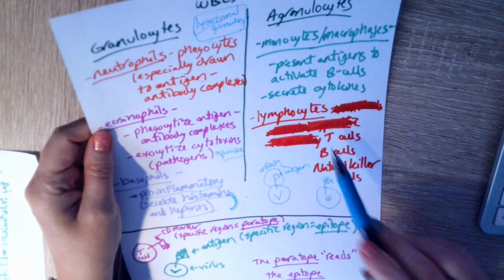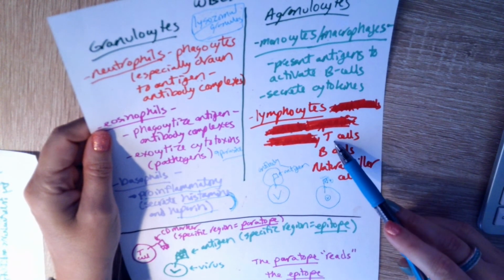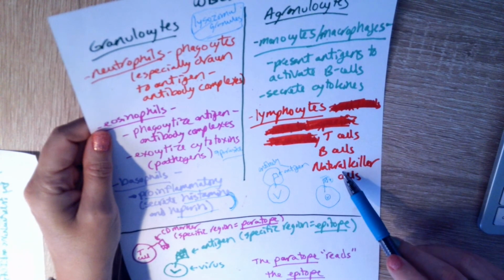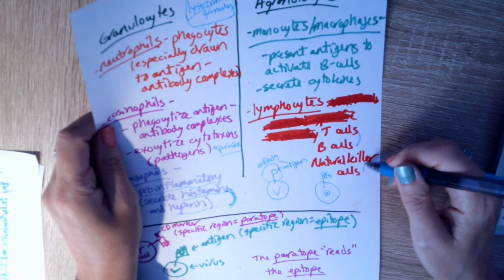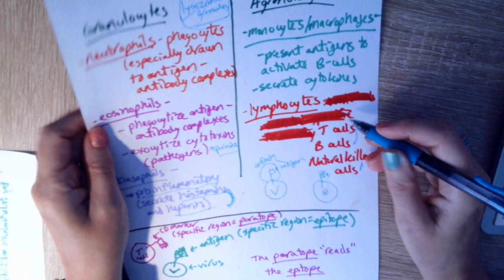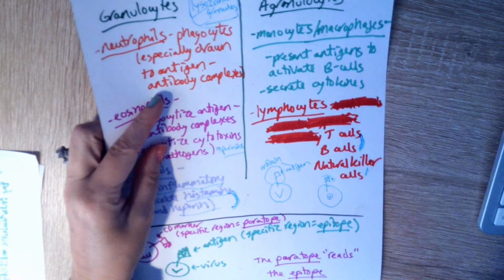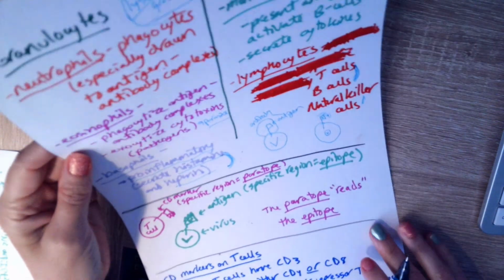Then we have lymphocytes. We have seen the T cells and the B cells and the natural killer cells already. These two are specific. This one is a non-specific one, and we're going to have a lot more about these two in our next lecture, so we'll just leave that there for now.